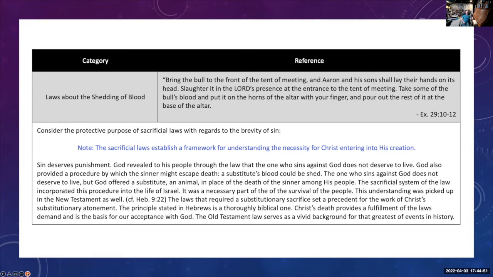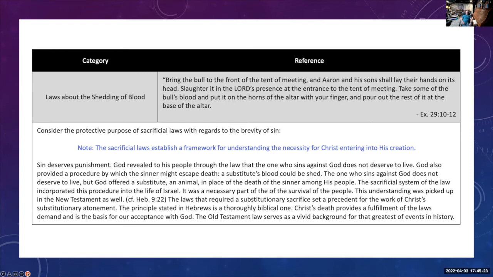God revealed to his people through the law that the one who sins against God does not deserve to live. God also provided a procedure by which the sinner might escape death. A substitute's blood could be shed. The one who sins against God does not deserve to live, but God offered a substitute, an animal, in place of the death of the sinner among his people. The sacrificial system of the law incorporated this procedure into the life of Israel. It was a necessary part of the survival of the people.